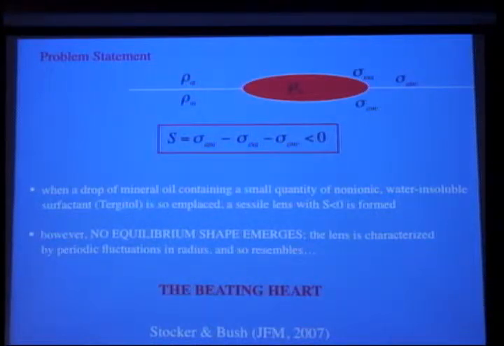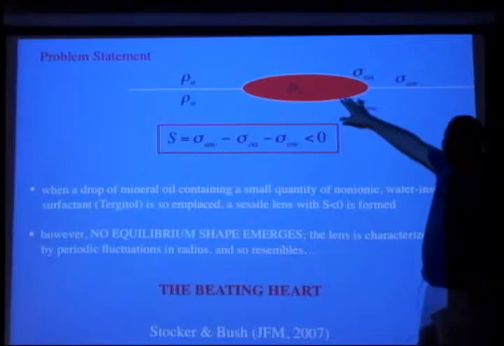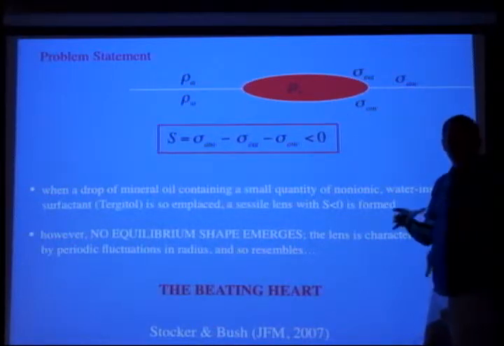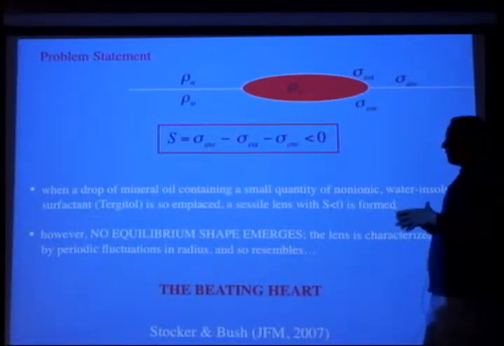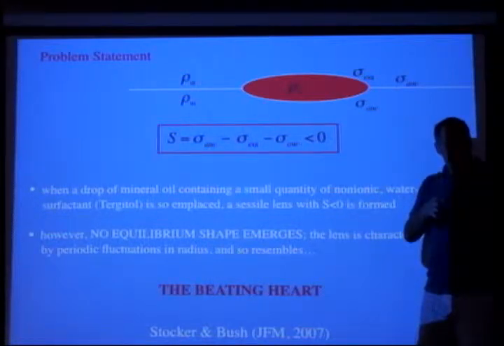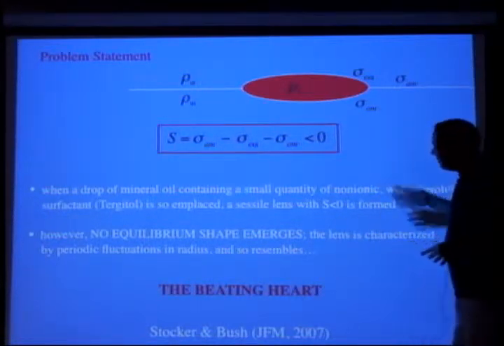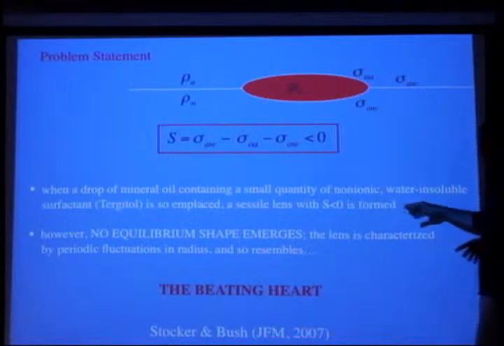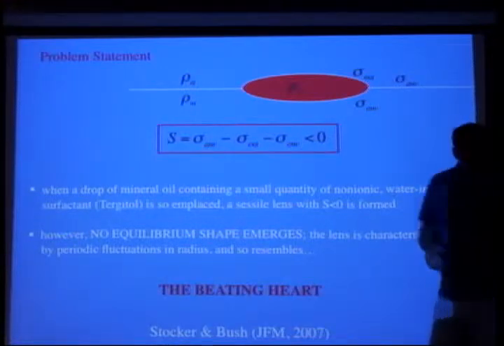So here's the problem statement. I think I might have showed you a video of this earlier in the class. We basically put an oil drop down on the surface of water, and you expect it to either spread indefinitely or spread to some critical value. But this is basically mineral oil with some quantity of surfactant. It basically goes.